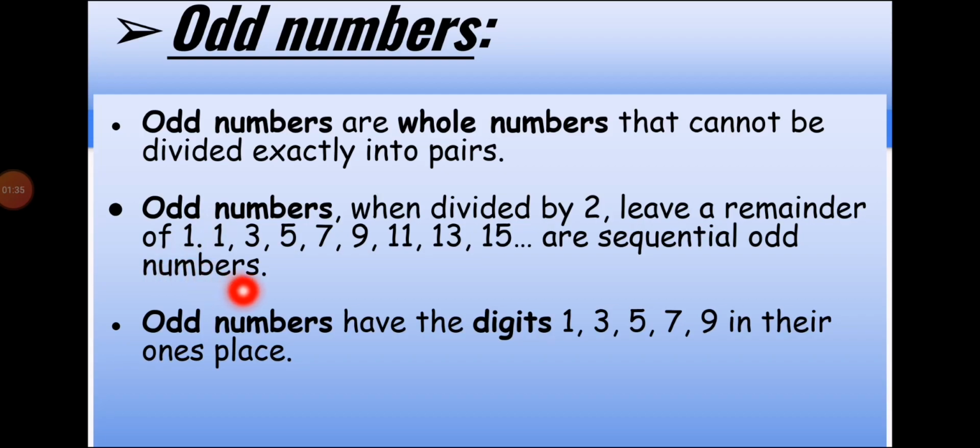And the examples of odd numbers are 1, 3, 5, 7, 9, 11, 13, 15. And when we have to check it, when the number is odd, we look at the one space. If the number in the one place is 1, 3, 5, 7, 9, we can say the whole number is an odd number.